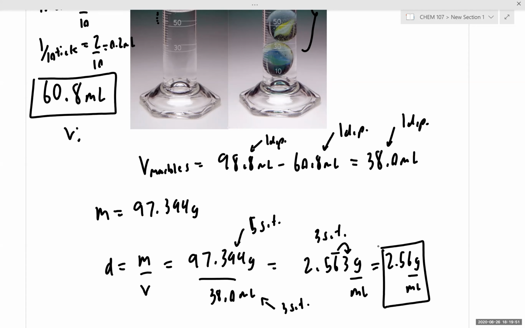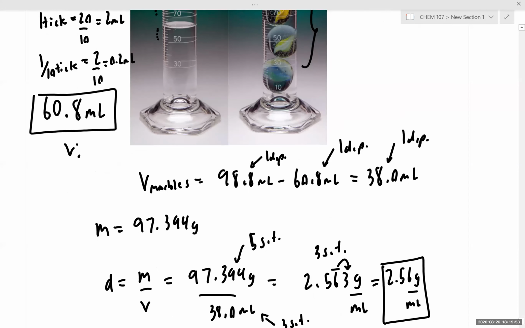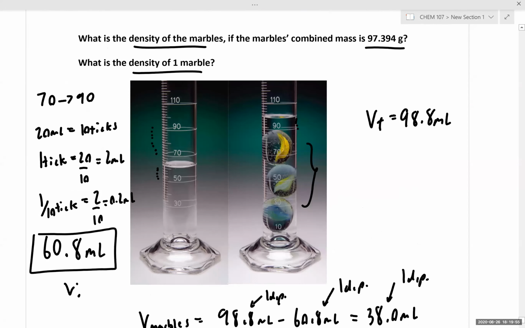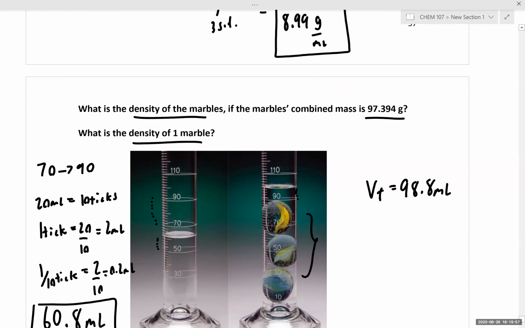Now, as our final sort of important question, we measured the density of 3 marbles. The density was about 2.56 gram per mil. What would the density of 1 marble be?